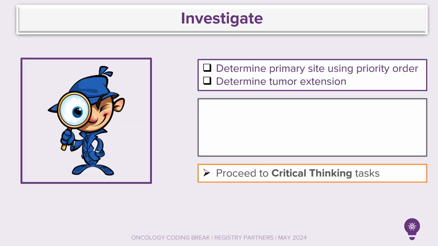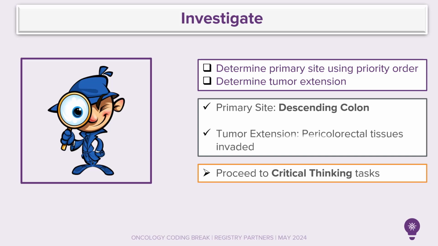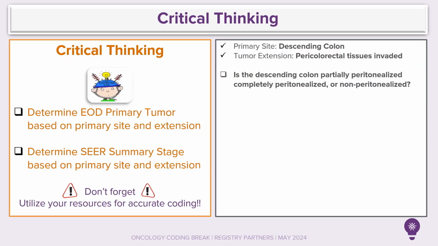So you know the drill by now. We'll start with our investigation to determine the primary site, which was determined to be the descending colon per the operative report. And then we need to determine our extension, which is pericolorectal tissue invasion, per the path report. Now that we have our primary site and our tumor extension, we do need to determine whether the colon is partially peritonealized, completely, or non-peritonealized.